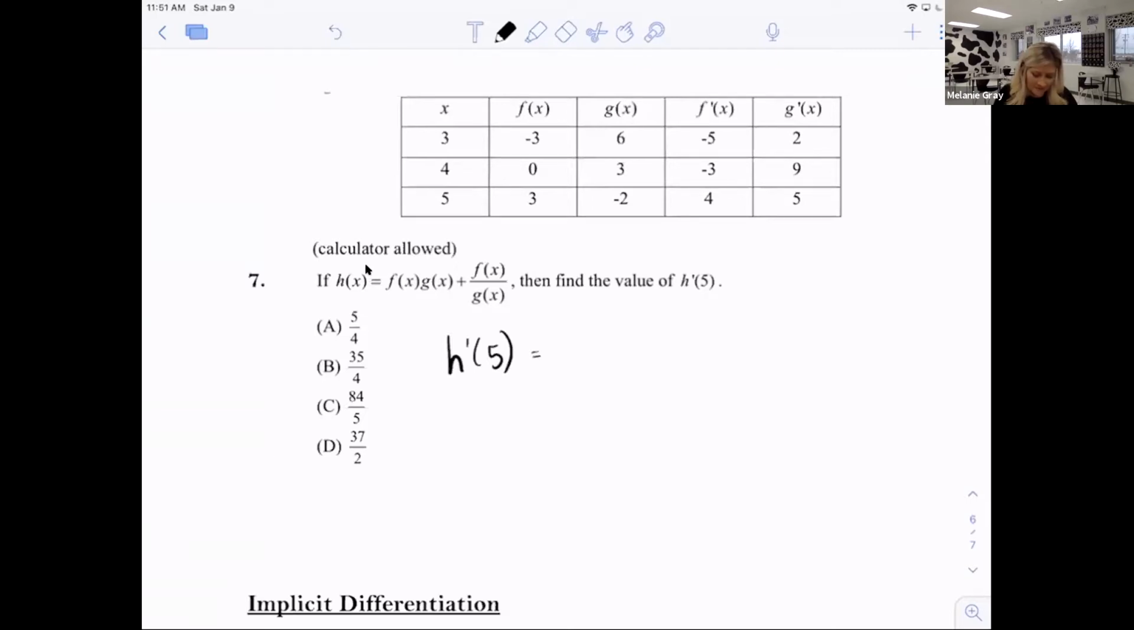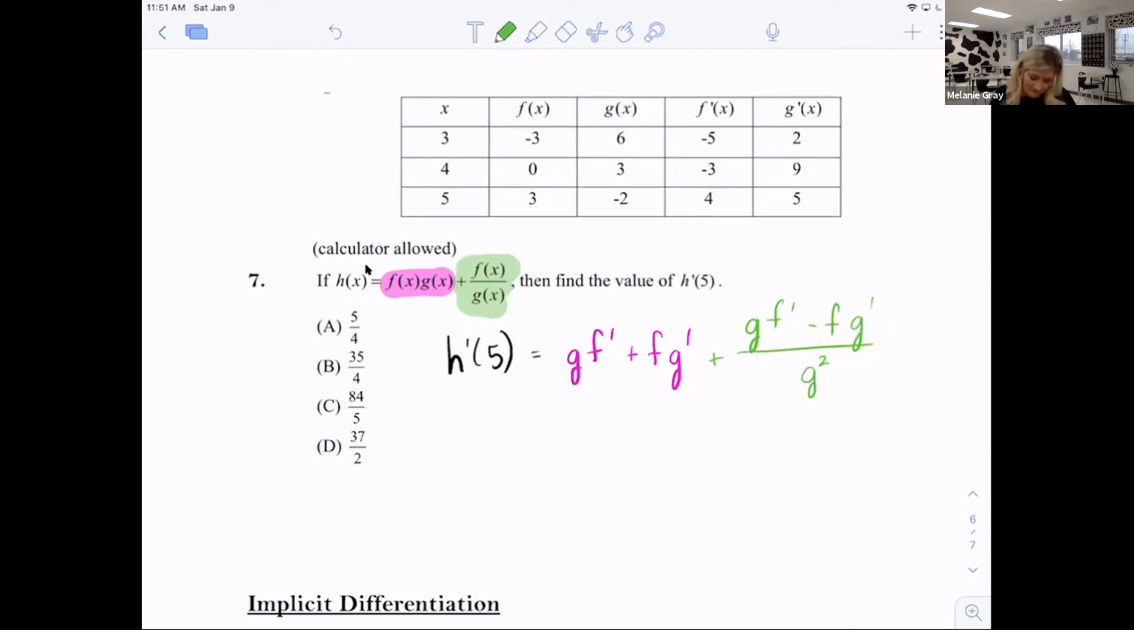So h prime of 5, if you write it out, I'm going to write it out shorthand here. I'm going to do product rule. I'll do that here in pink. So I'm going to do gf prime plus fg prime. And then I'm going to do my quotient rule. I'll do that in green. So I'm going to add to that gf prime plus fg prime over g squared. So low d high. Oop, that should be a minus. Oh, look at that. I would have missed that one, huh? Minus high d low over low low.